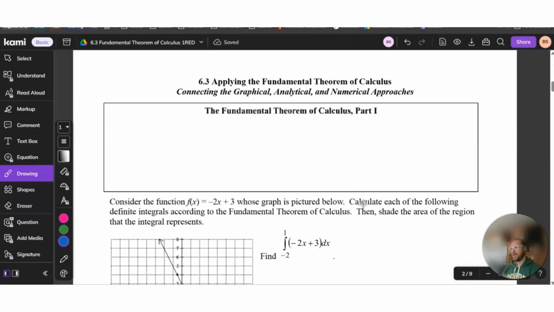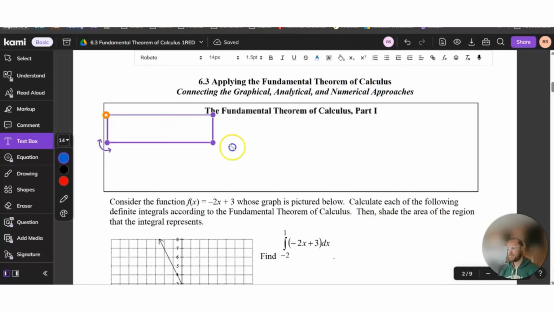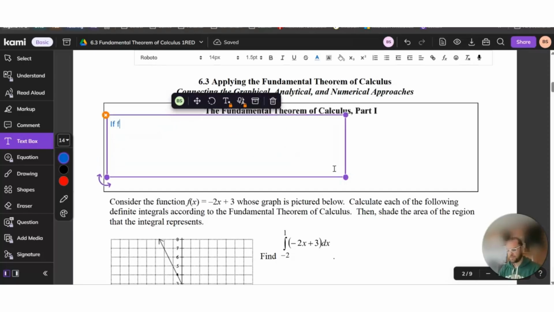All right. Are you ready? Fundamental theorem of calculus. Here it is. We're going to write: if f of x is continuous on [a, b], you getting sick of writing that yet? I always am. And differentiable on [a, b], then capital F of x is the antiderivative of f of x.